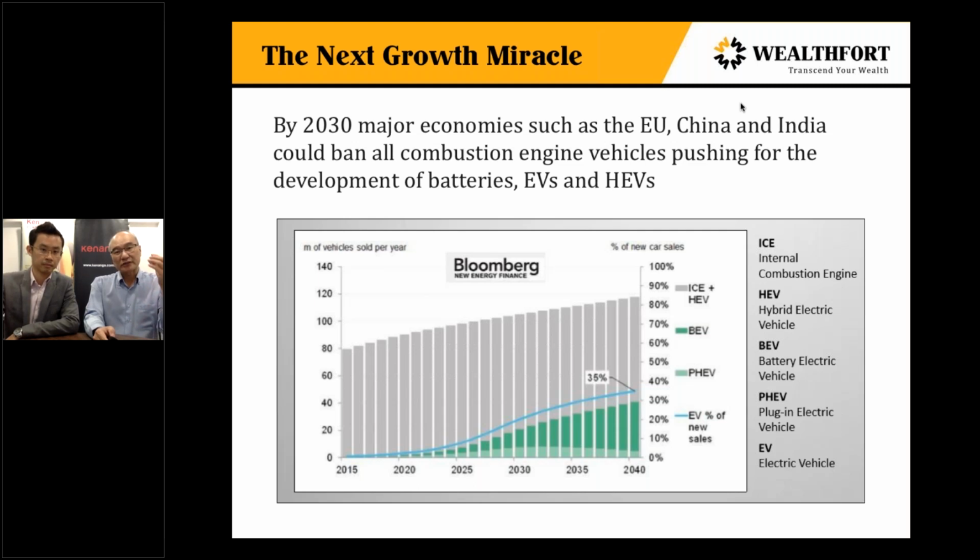So right now, you have those companies that are involved in the auto industry. Let's say General Motors, they have both electric as well as combustion engine, ICE.